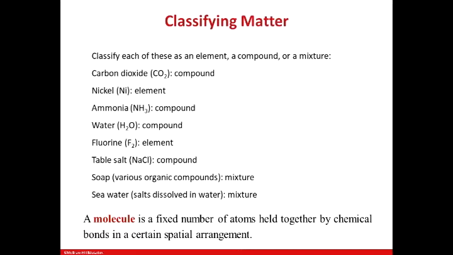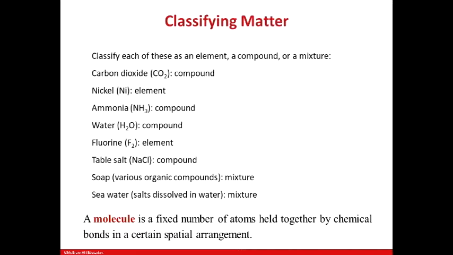And it's a compound because it's composed of two pure substances from the periodic table. Then we have nickel. It's an element. It's single on the periodic table. It is not combined with something else that we can find on the periodic table.